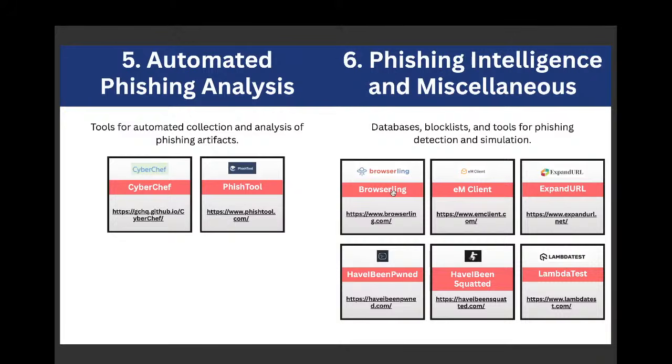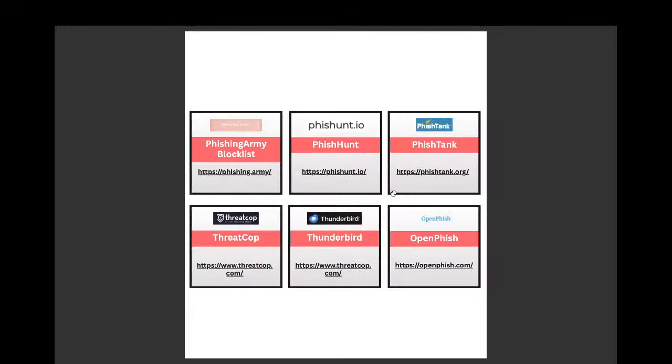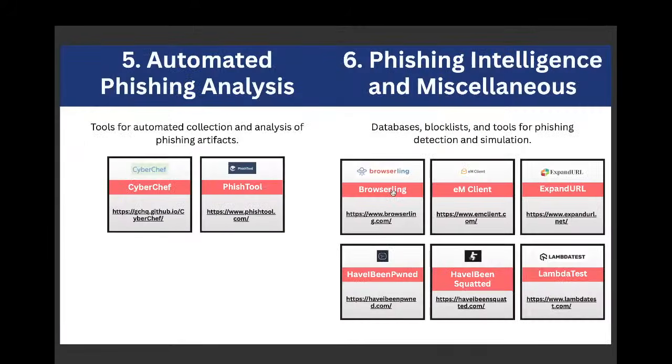If you need a tool that is basically used for automated collection and analysis of any phishing artifact, then CyberChef and PhishTool are there. And if you want to check phishing intelligence and miscellaneous, these tools are basically used for databases, block lists, or contain some tools for phishing detection and simulation. So these tools are all very helpful in your email phishing analysis. These are some more tools which you can use for phishing intelligence.